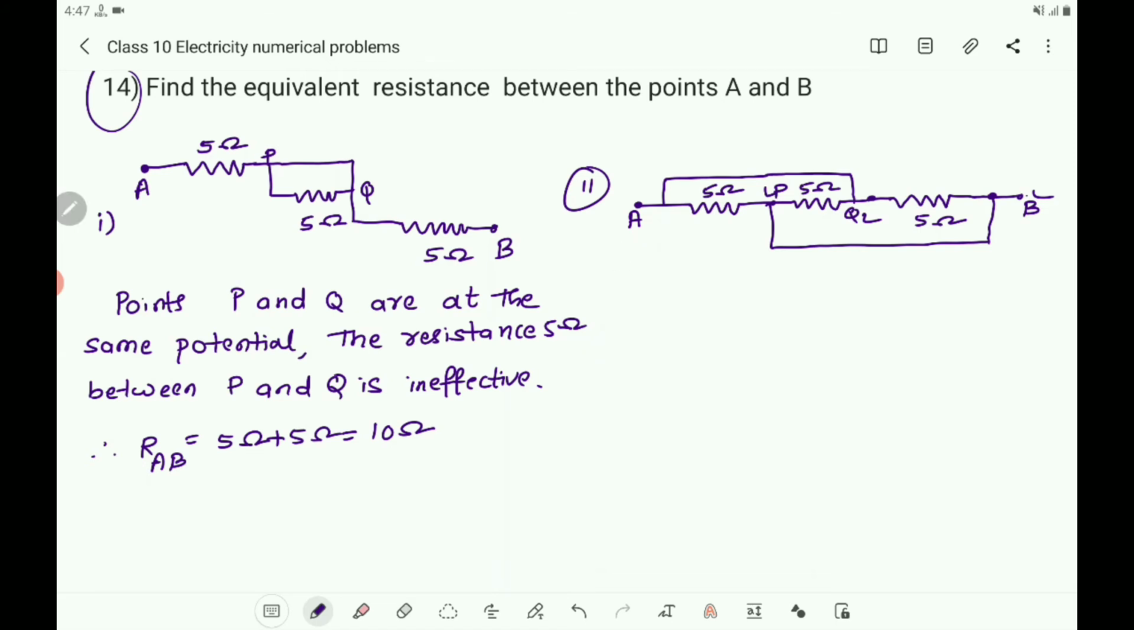Point Q has the same potential as the point A, and point P has the same potential as the point B. So the three resistances are connected in parallel between A and B. As A and Q are having same potential and P and B are having same potential, all the three resistances are connected in parallel between A and B.